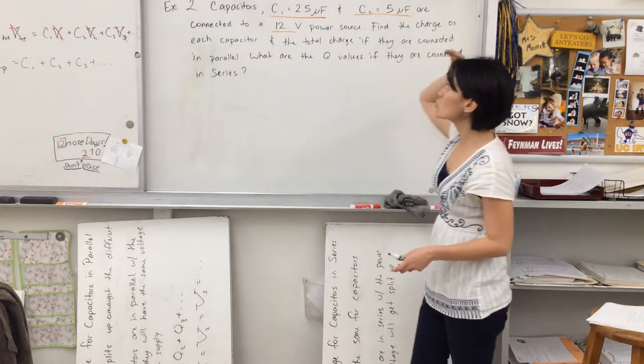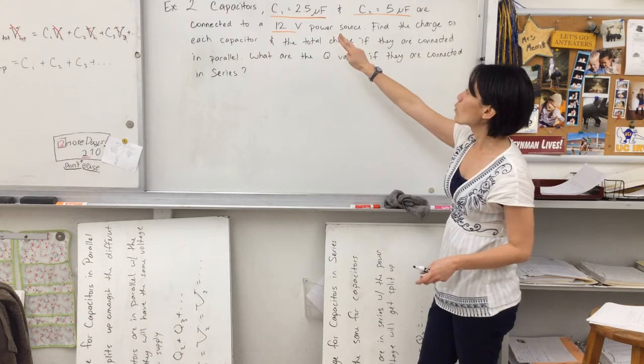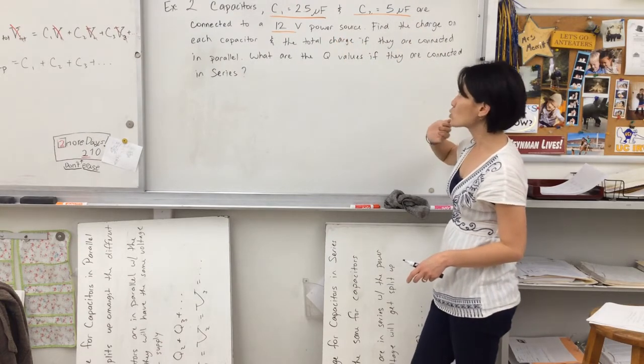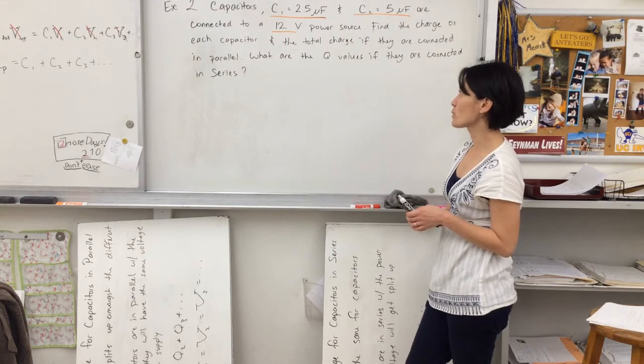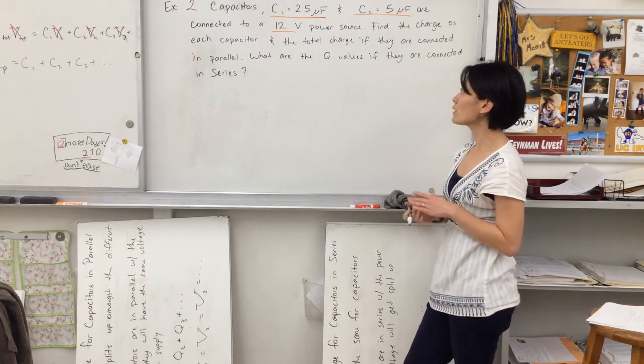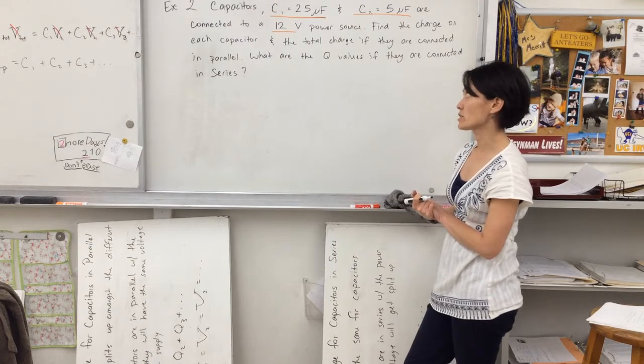So this says that two capacitors, C1 is 2.5 microfarads, C2 is 5 microfarads, are connected to a 12-volt power source. Find the charge on each capacitor and the total charge if they're connected in parallel, and then what are the Q values if they're connected in series.